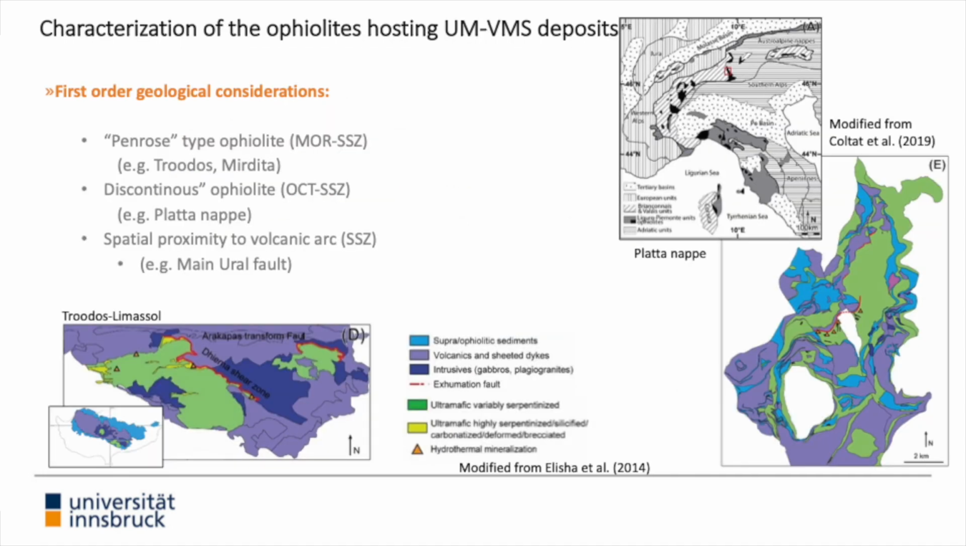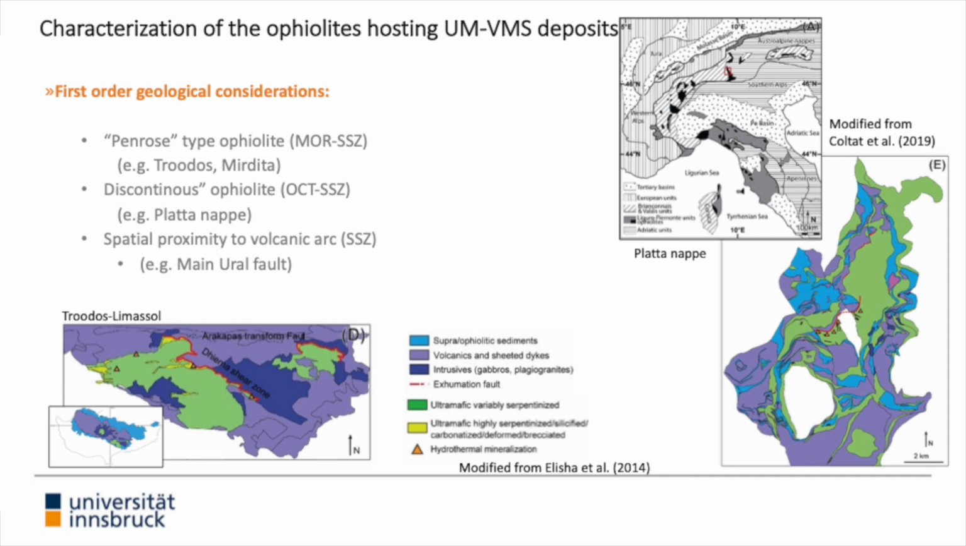To classify the ophiolite in which the deposit forms, we also use different criteria. The first one is just first-order geological consideration. How does the ophiolite look? Do we have a really nice Penrose-type ophiolite, such as in Cyprus, which will be more of a supra-subduction zone environment? Or do we have this kind of discontinuous or dismembered ophiolite, which is very common for OCT environments?